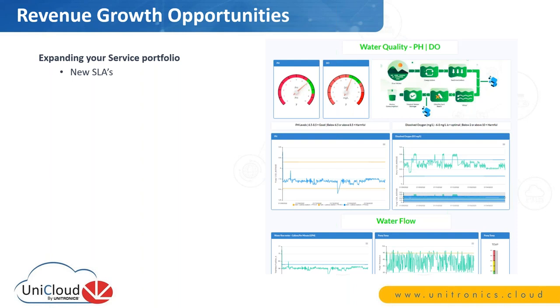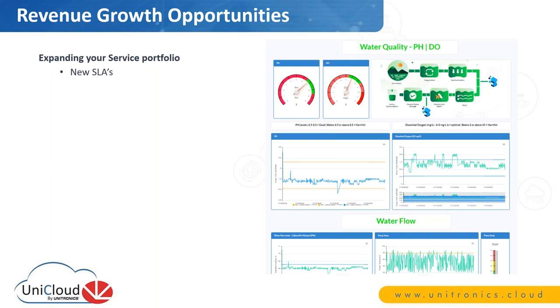If you're a machine builder, you can use the data to offer, for example, different types of services. One type of SLA will include remote monitoring 24/7 of the quality and the performance of the machine. Another can include custom dashboards and automatic reporting to your customers.